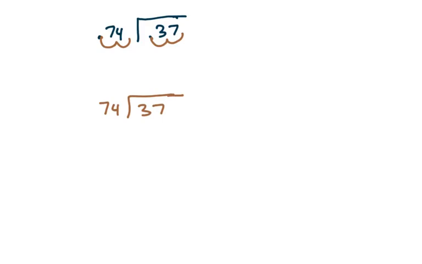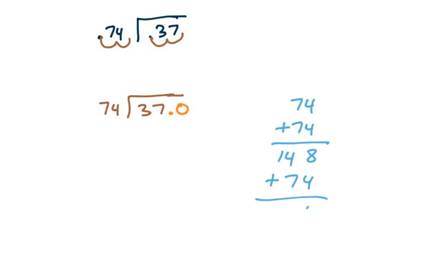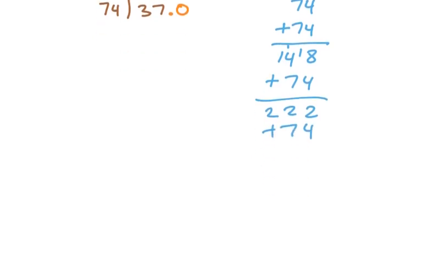So we're going to have 74 into 37. But we notice that 74 does not go into 37 because 37 is smaller. So what we do is we put a decimal, add a 0. The exercise here is going to be to see how many times 74 goes into 370. So once more, we go off to the side, and we're just going to keep adding 74 till we get to 370 or a number greater than 370. So let's keep adding 74s. So that's going to be 5 plus 7 is 12, 222, add another 74.